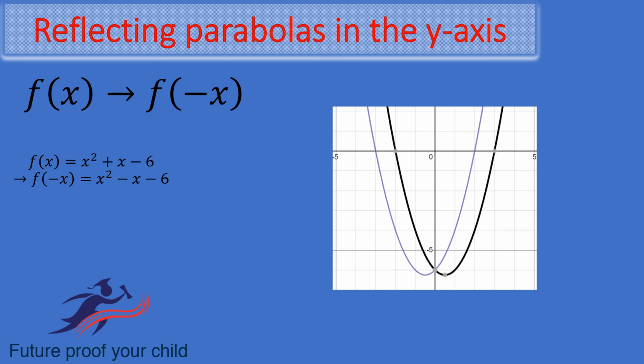Then when you have a reflection in the y-axis, your x changes sign. As you can see, f of x becomes f of negative x, so you replace all your x's with a negative x. As you can see, that is the difference between my black graph and my blue graph.